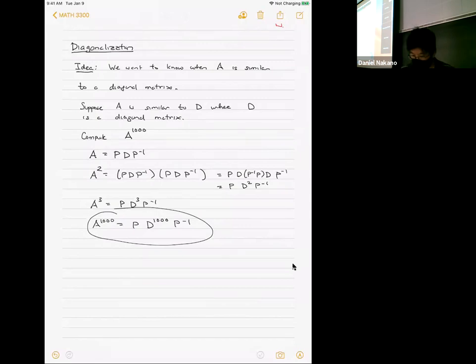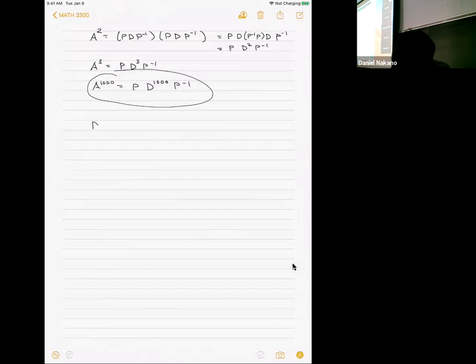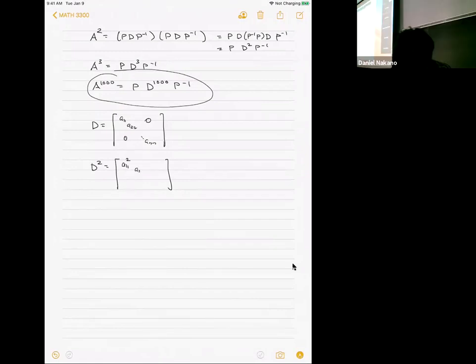So let me ask you this question, just from a very practical viewpoint. Suppose the diagonal matrix has entries a11, a22, up to ann, with zeros everywhere else. So what's D squared going to look like? It would be each entry along the diagonal squared. Good. All right, so what's D to the 1000?